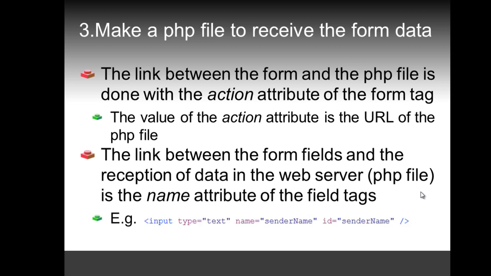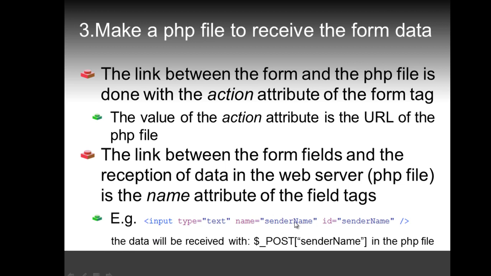So this is an example of the latter. As you can see, this is an input type text, a text box in other words, and it has two attributes, the name attribute and the ID attribute. Both have the value sender name. Now this sender name, the value of the name attribute, is essential to making the link in the PHP file. So the data will actually be received then.